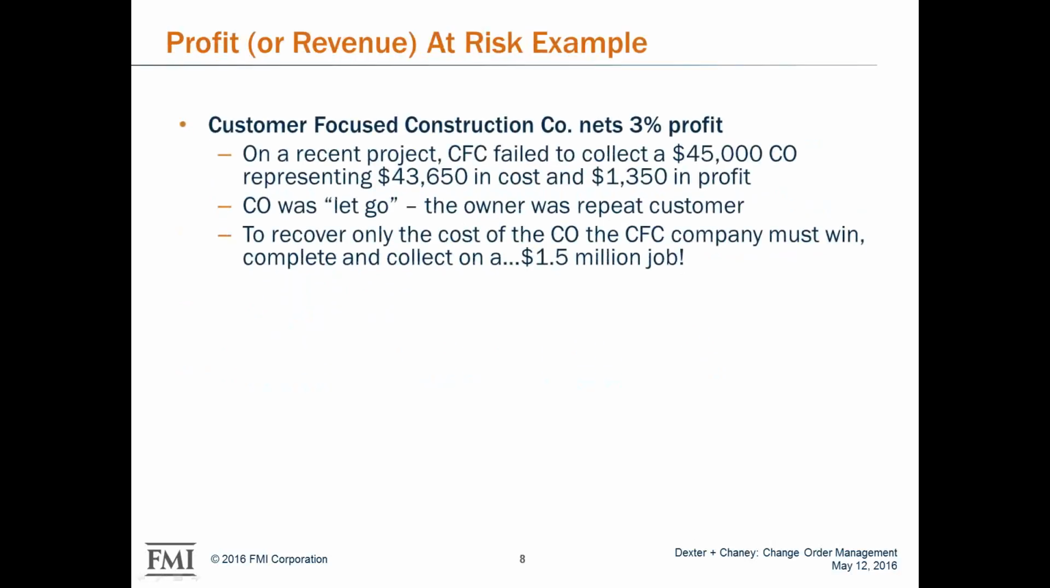This is an example we've got here, and while the numbers from job to job may be different, this example happens quite a bit. I've heard this with several of my customers and talked to them about it. You've got a project, customer-focused construction. At the end of the year, they're a 3% contractor, and that's pretty typical across the industry. On a recent job, they had a $45,000 change order, $43,000 was roughly in cost, and the remaining was in profit.